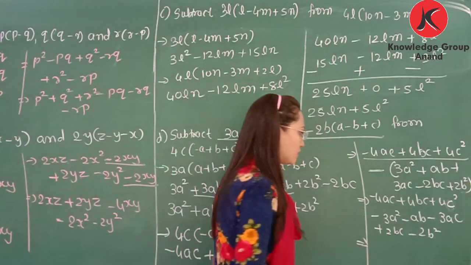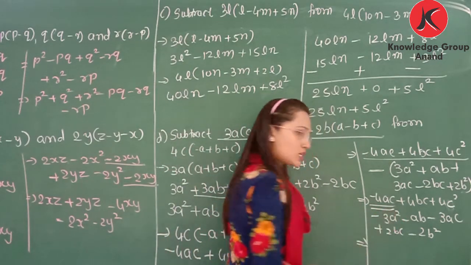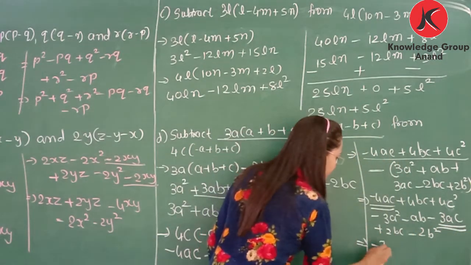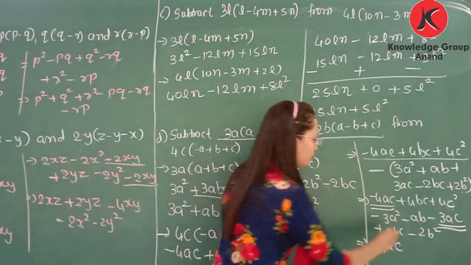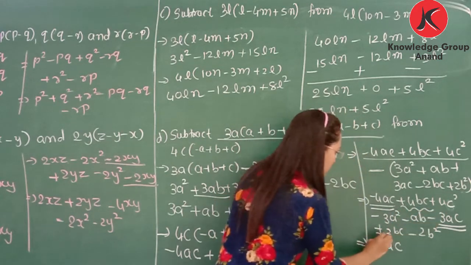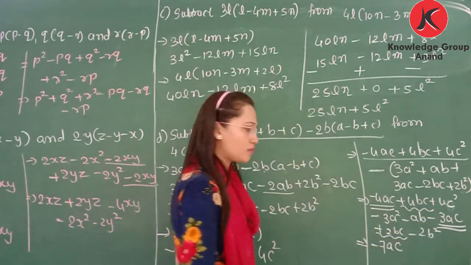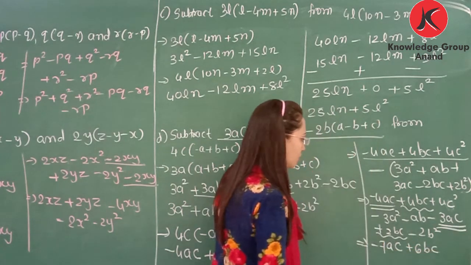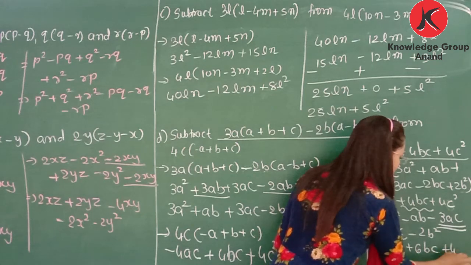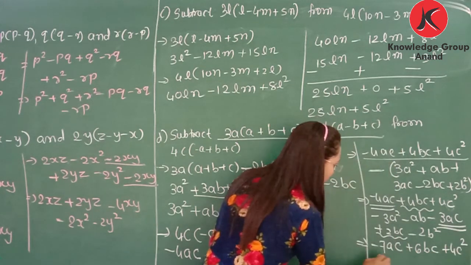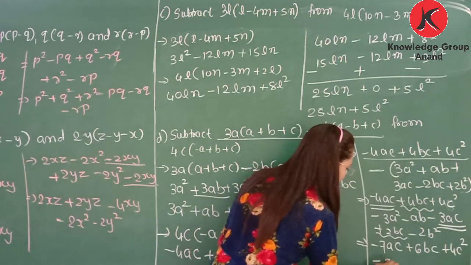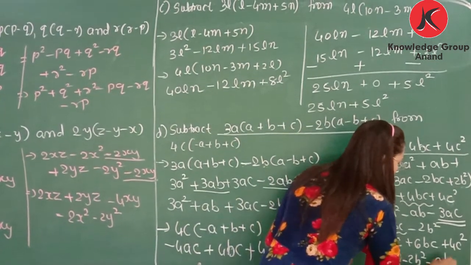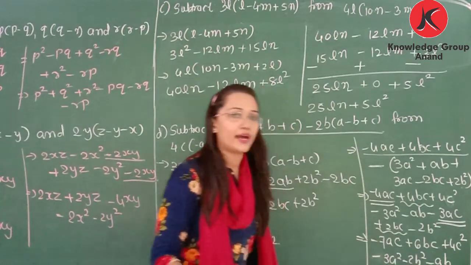Now find the like terms. Minus 4ac minus 3ac becomes minus 7ac. 4bc plus 2bc becomes 6bc. Now the remaining terms we need to write as they are because they are unlike terms: 4c square, minus 3a square, minus 2b square, minus ab. So this will be our answer because all are now unlike terms.